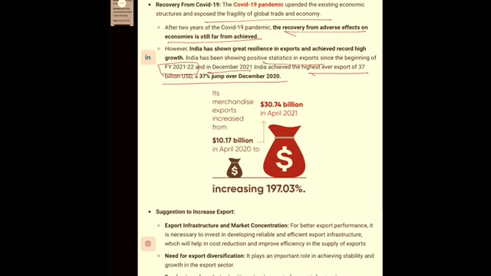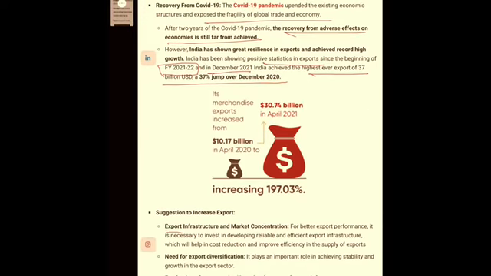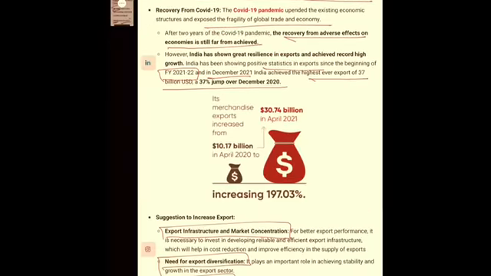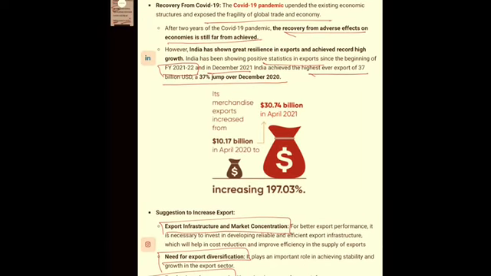What are the suggestions to increase export? Number 1, export infrastructure and market concentration, need for export diversification, emphasis on free trade strategies, and the private sector can also play a tremendously important role. Now this is what we learn about the Export Preparedness Index. Let's now move on to the most important things about it that questions might be asked from.